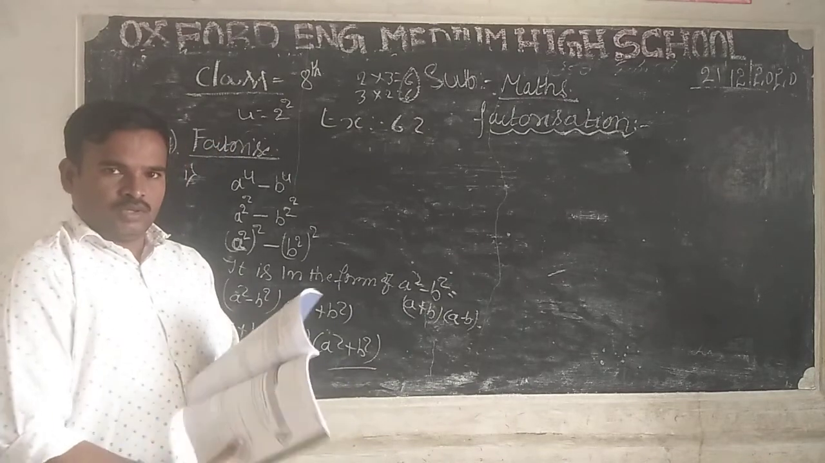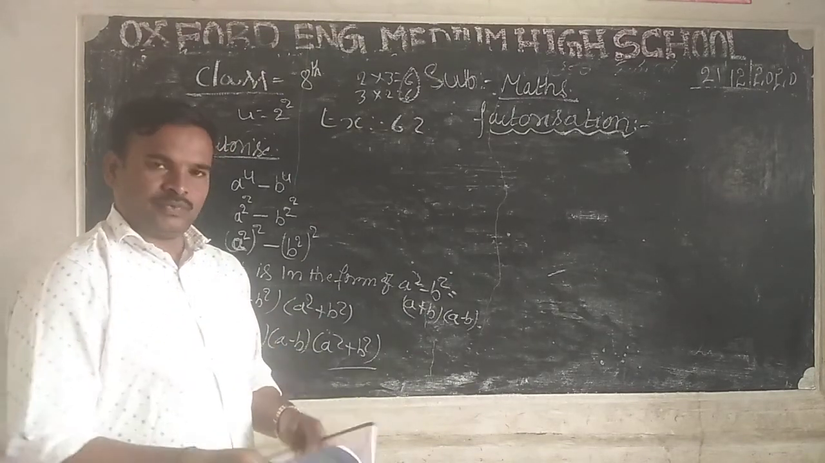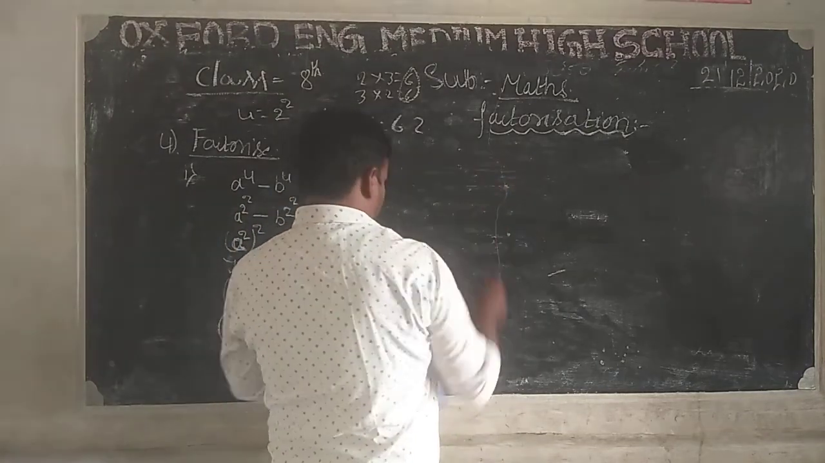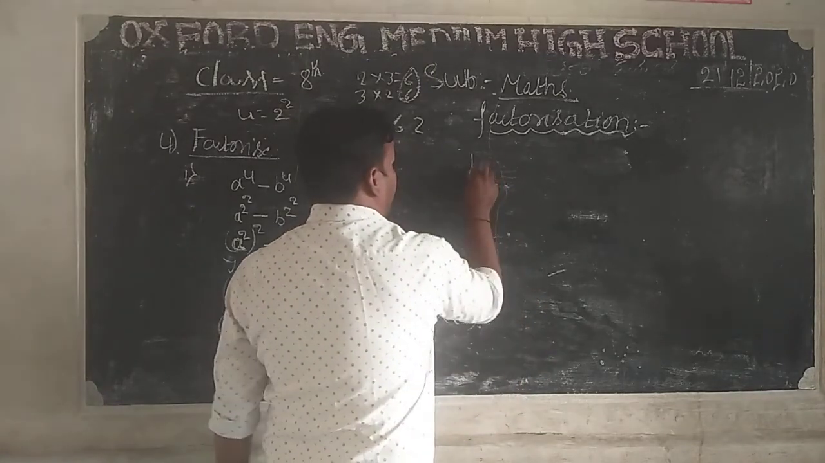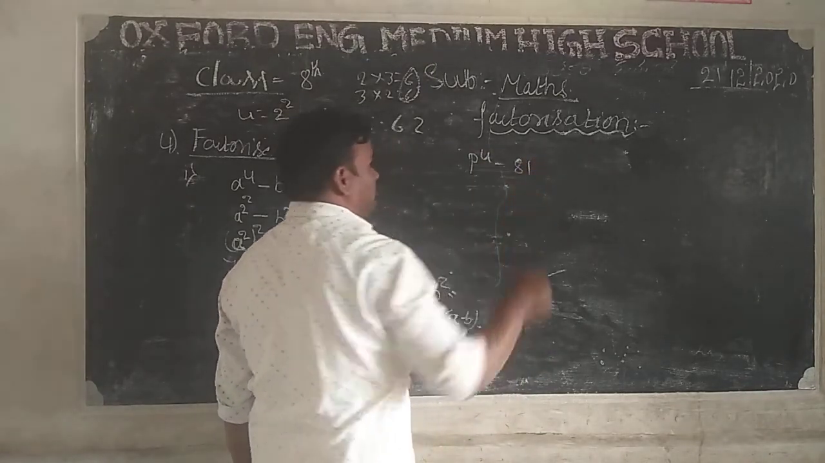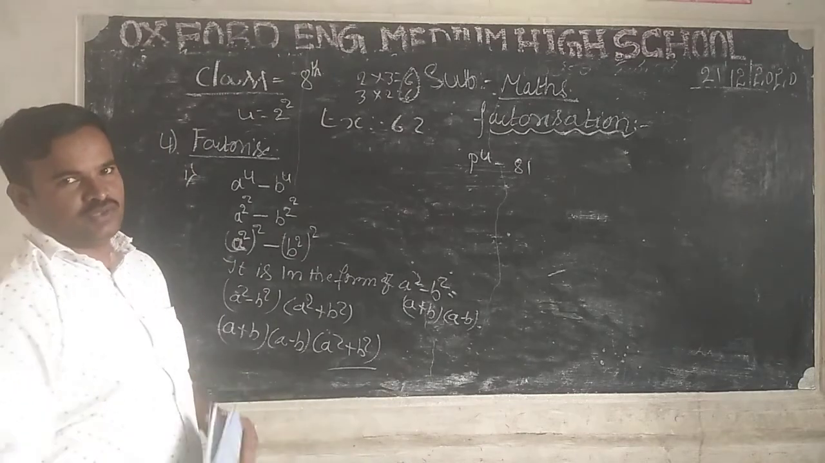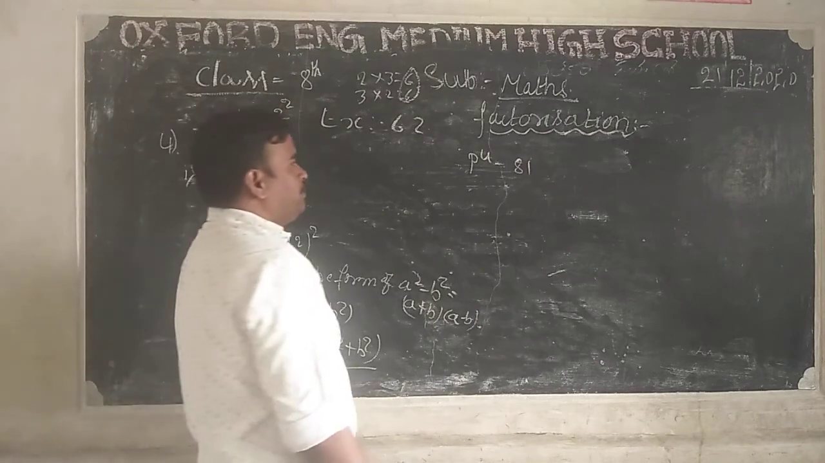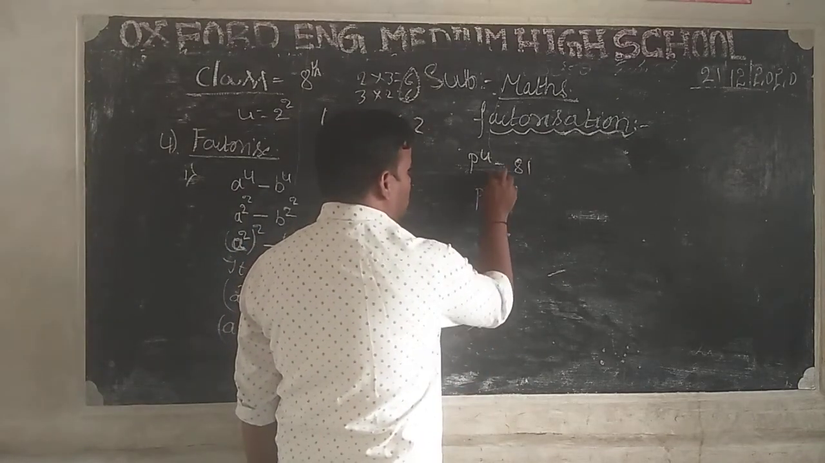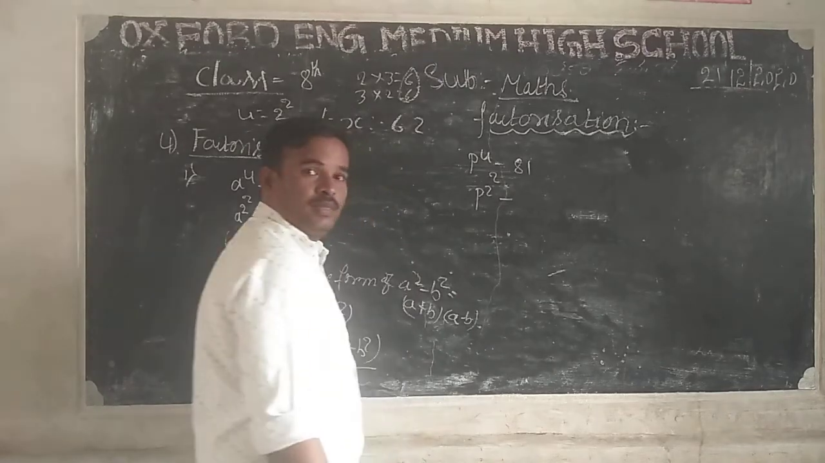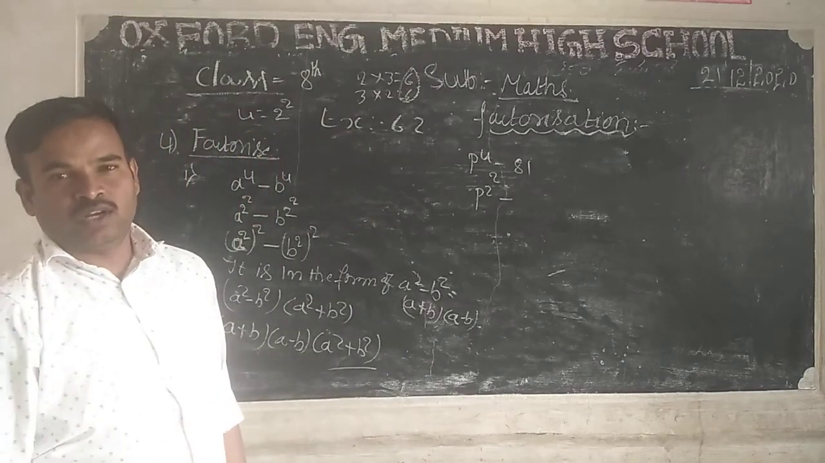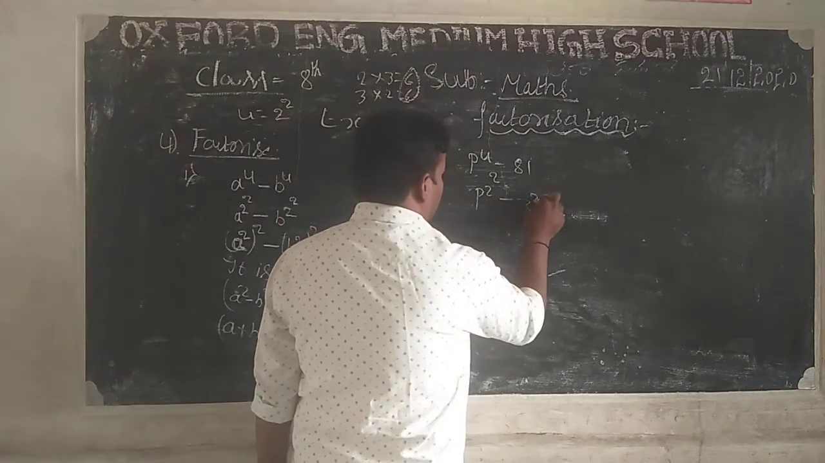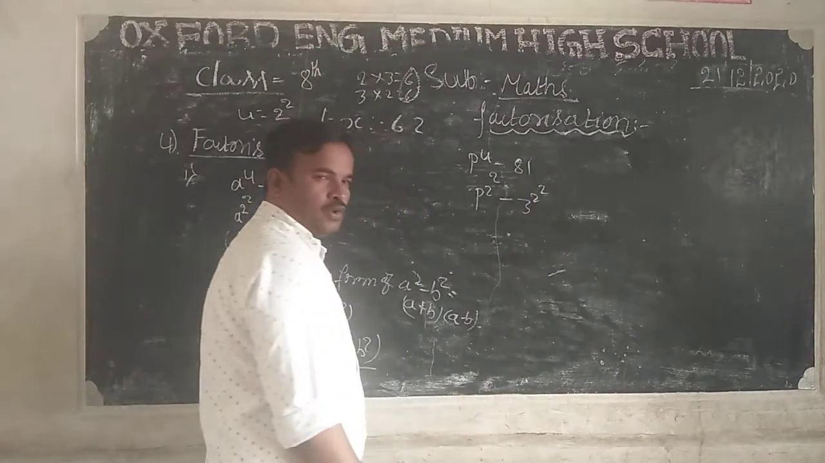Shall we move to the next sum? Okay, let us look at one more sum: p to the power of 4 minus 81. It is almost the same problem. P to the power of 4 is p square whole square, minus 81, which is 3 to the power of 4, or 3 square whole square, right?